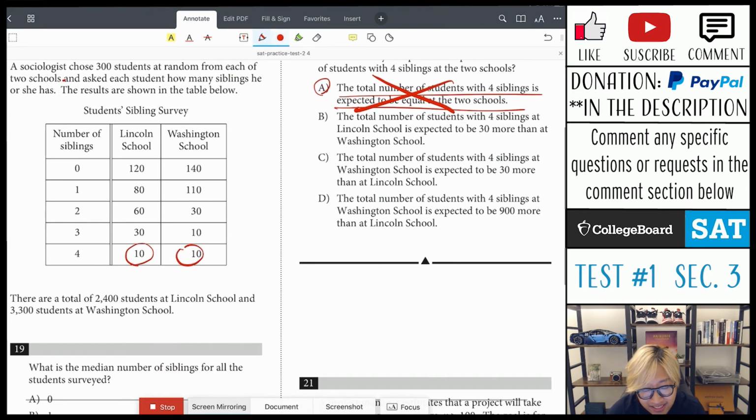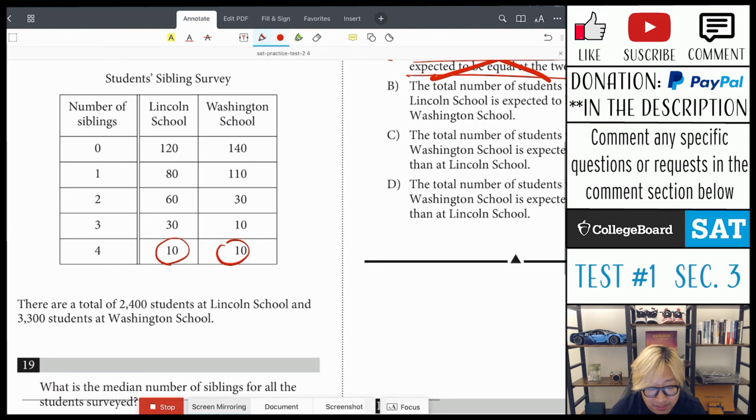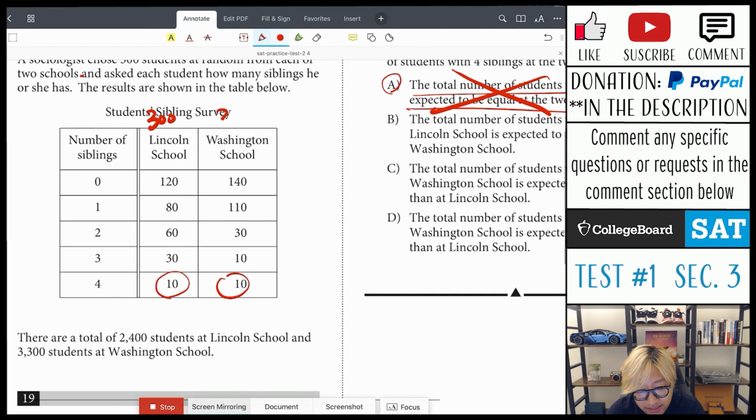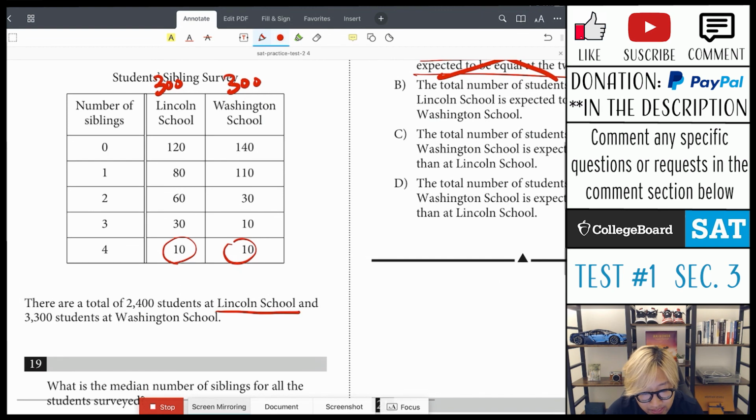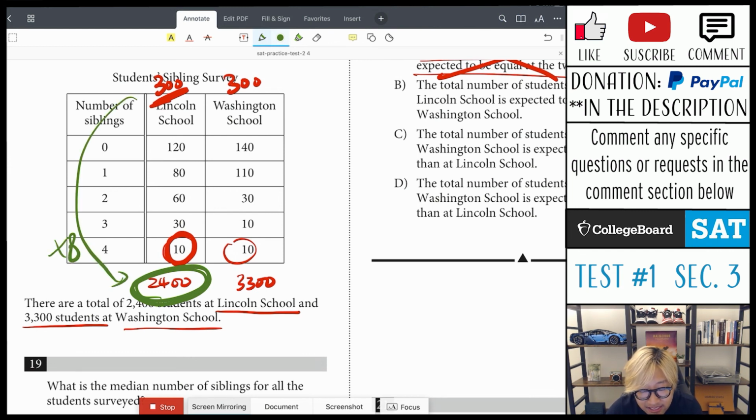So let's see how we exactly do this. It looks like they're the same, 10 and 10, but you have to understand this is only 300 people, and this is only 300 people from each of those 2 schools. But if you take a look, Lincoln School has a total of actually 2,400, and Washington School actually has 3,300. So this 10 is only representative out of the 300 people surveyed. So if we're talking about 2,400 people, which is basically times 8, then you might want to do times 8 on this guy too, and call this 80 right here.